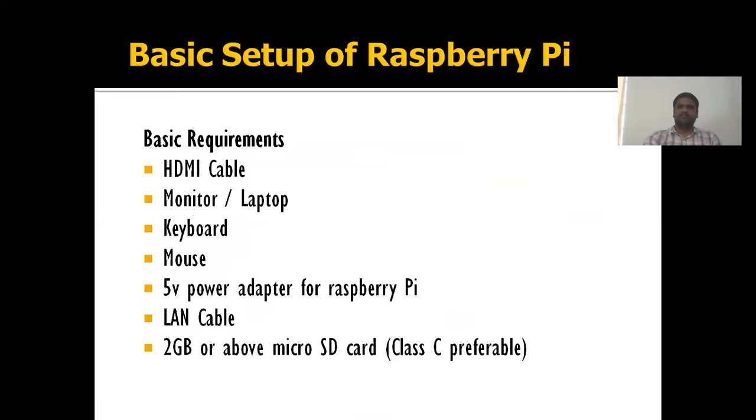These are the basic requirements of Raspberry Pi. First one, an HDMI cable. If your monitor has an HDMI input, no problem, it's okay. If the monitor has a VGA type input, then we need this kind of converter, a VGA to HDMI converter.